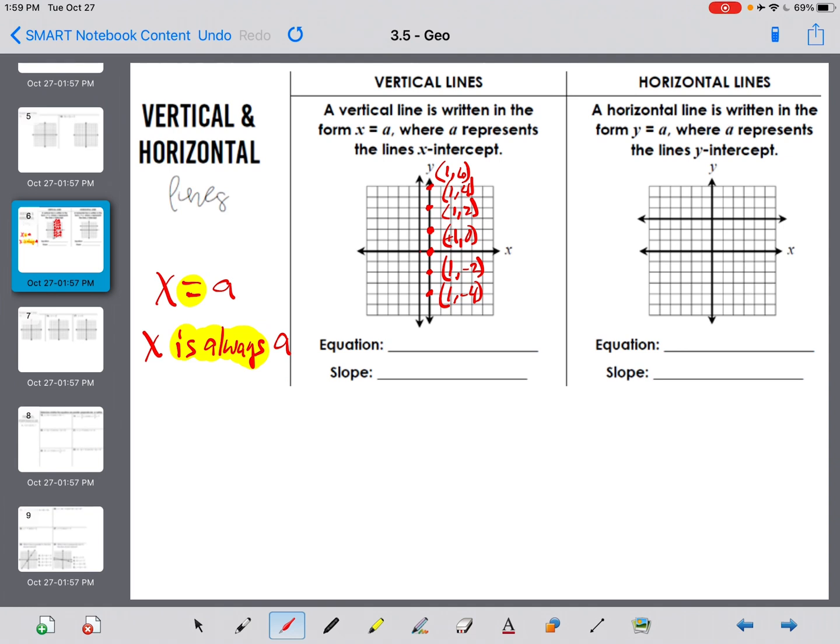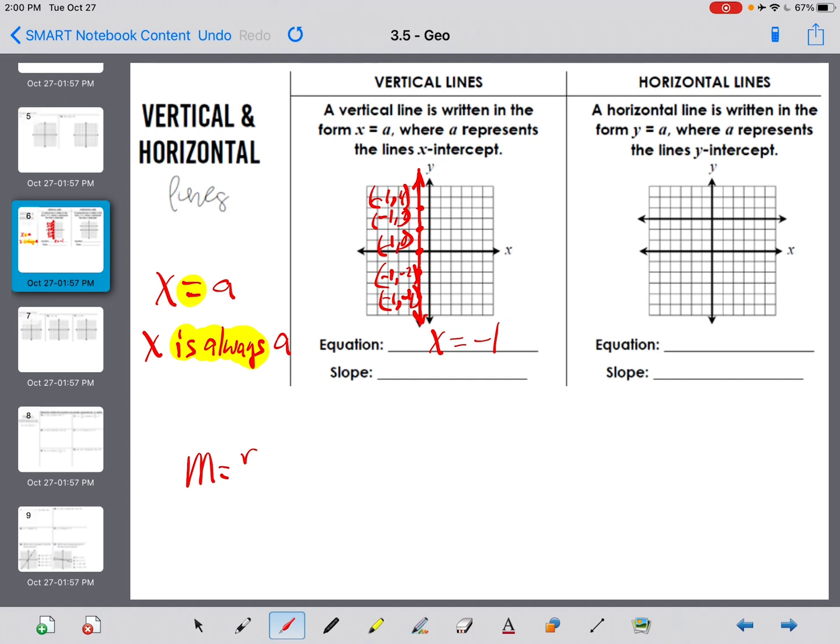Oh, hello, look at that. I was using the wrong line. No wonder I thought it was a negative 1. All right, so this is the line in question. There we go. And that is negative 1, 0. And that is negative 1, 2. And that one is negative 1, 4. And the pattern continues: negative 1, negative 2; negative 1, negative 4. But if you notice, in all of the points, x is always negative 1.